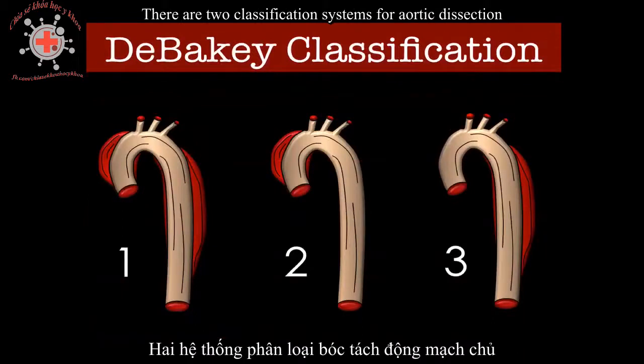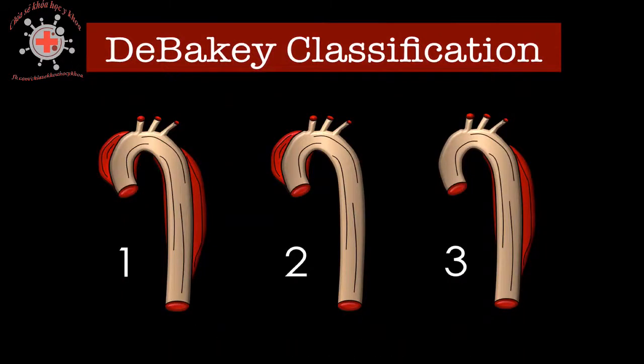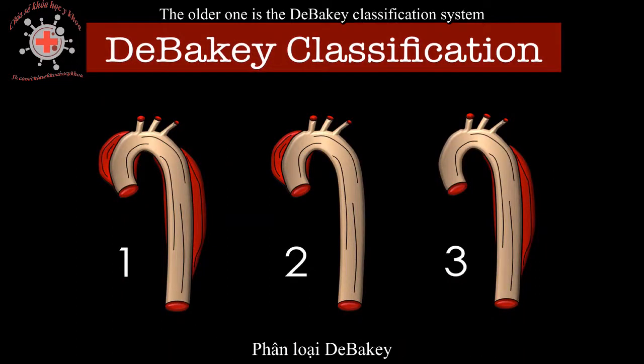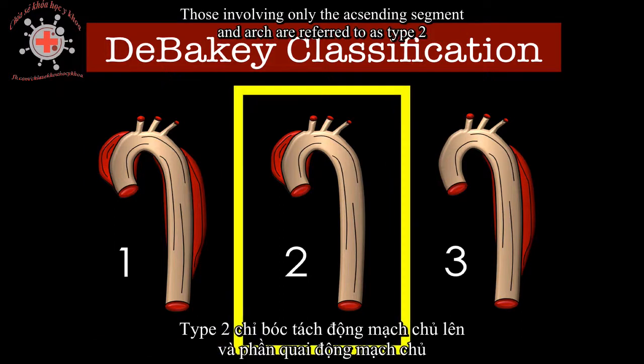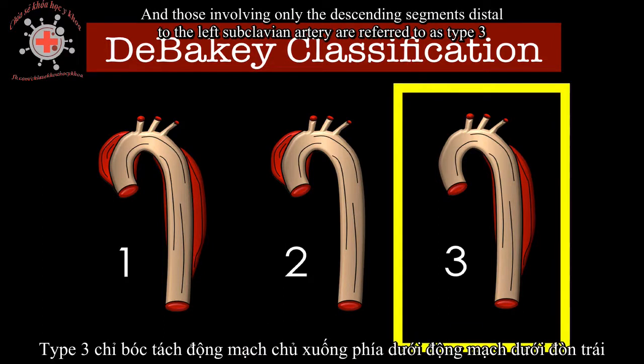There are two classification systems for aortic dissection. The older one is the DeBakey classification system. Those dissections involving both the ascending and descending aorta are referred to as type 1. Those involving only the ascending segment and arch are referred to as type 2, and those involving only the descending segment distal to the left subclavian artery are referred to as type 3.